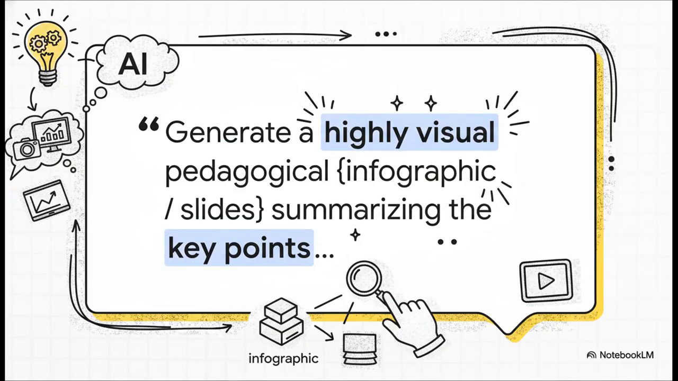And here it is, the final command. And trust me, this prompt is ridiculously powerful. You're asking it to generate a highly visual pedagogical output. That's just a fancy way of saying a teaching tool. And look, you can ask for an infographic, a slide deck, or even a detailed video script. You could even ask it to suggest which screenshots to use to illustrate the steps. Kind of like what we're doing right now. The point is, you're not just telling the AI what to summarize, you're telling it exactly how to present it visually. It's a game changer.